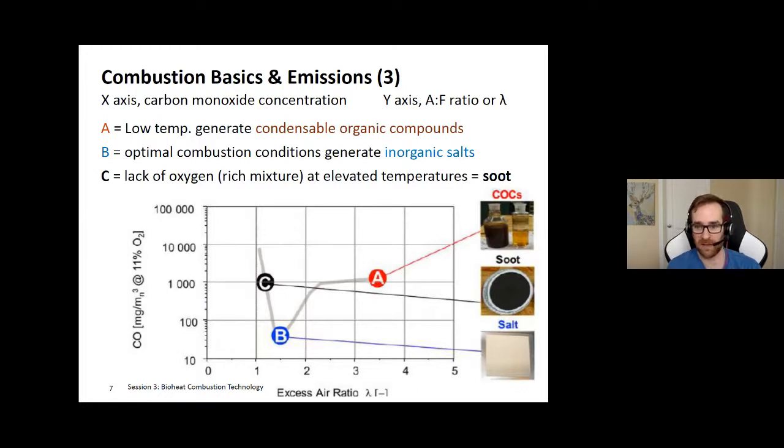So in A, where you have a very high excess air ratio, or lambda value, you'll be creating creosote, as I've seen on the diagram. For B, that's that sweet spot we just mentioned. That's where you have the inorganic salts. And for C, that's where you're missing oxygen. So you have a very rich mixture, and it usually happens at elevated temperatures when the fire is just too warm and going out of control. Then you'll generate a lot of soot, the particulate that you can remove out of the filter.